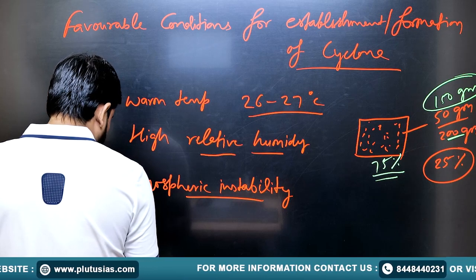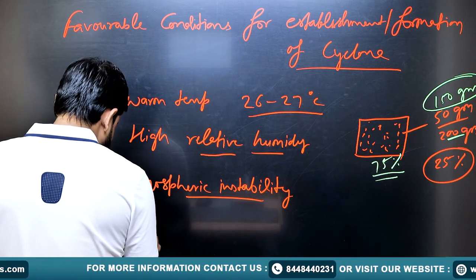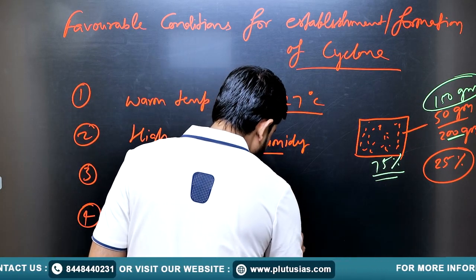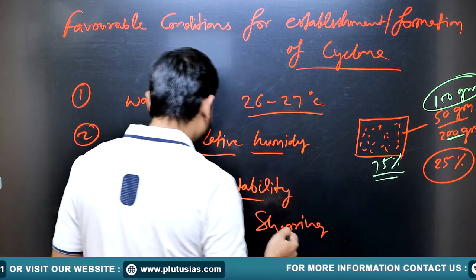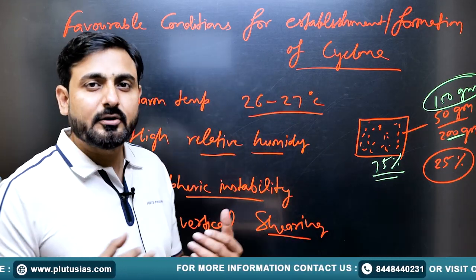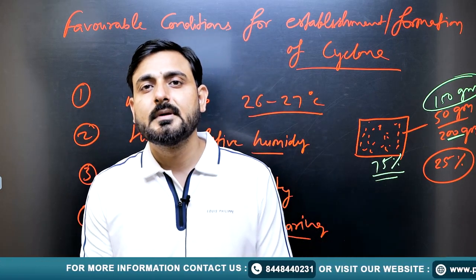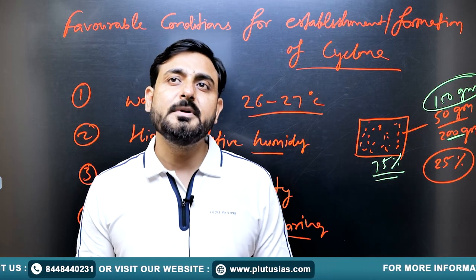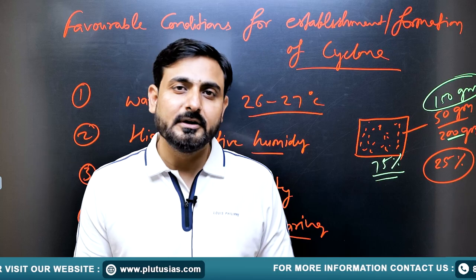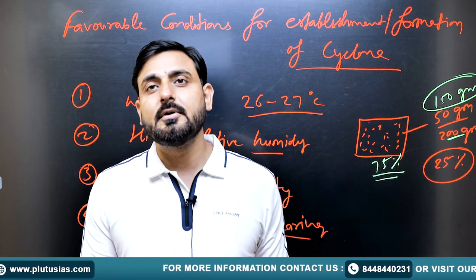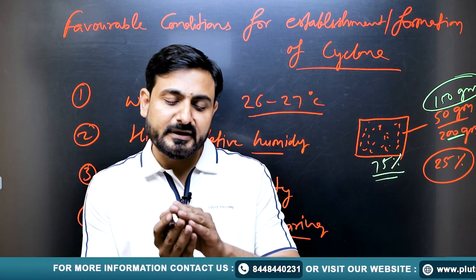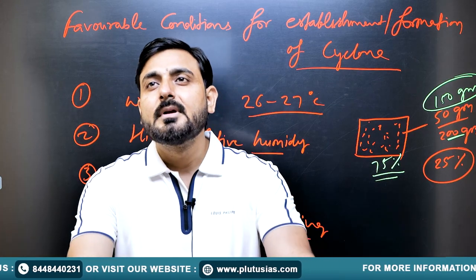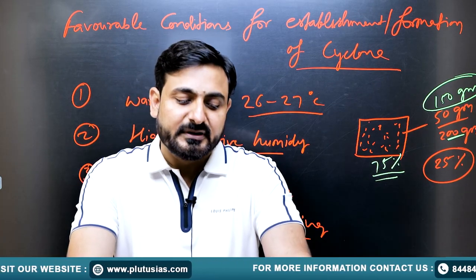Then there should be low vertical shearing. The shearing force that exists in the wind, means the rate of change of wind speed with respect to different altitude, should be low. The amount of air at different altitudes should not vary in great quantity, with great speed.